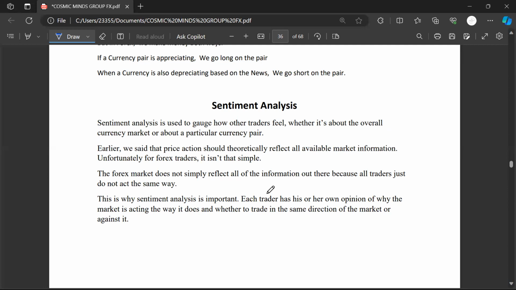Now, whether it's about the overall currency market or about a particular currency pair, earlier we said that price action should theoretically reflect all available market information. Unfortunately, it isn't that simple, right?